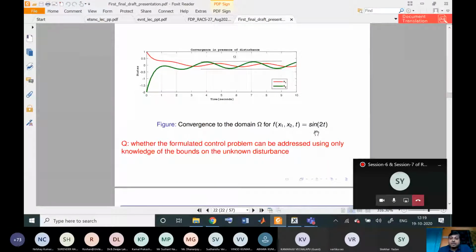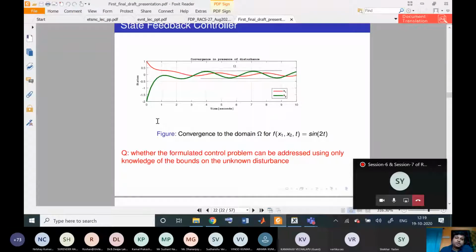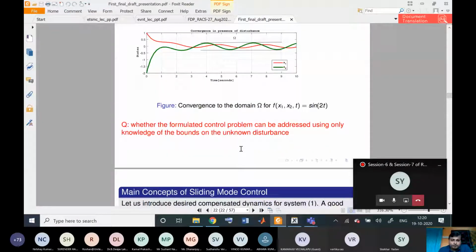So now the question is whether the formulated control problem can be addressed using only knowledge of the bounds of the unknown disturbance or not. Further, we want to improve it so that even if this disturbance is present, the system trajectories will settle to 0 or the origin as time t tends to infinity. We want to do that only by knowing the maximum bound of the disturbance. So to do that, we will now design the sliding mode control.